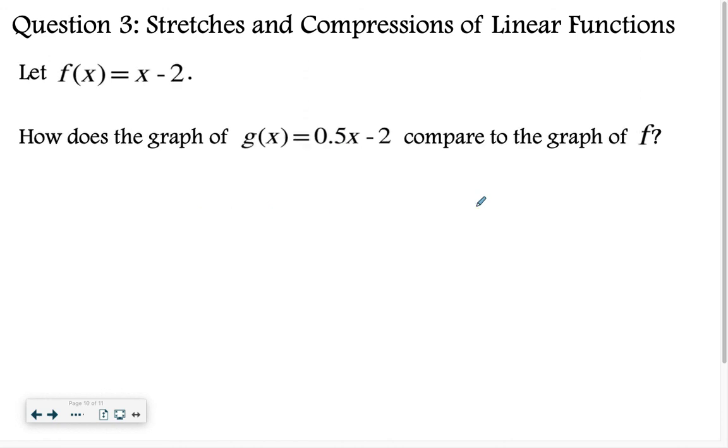Let's try one more. Go ahead and solve this one on your own. Let f of x equals x minus 2 and g of x equals 0.5x minus 2. How do those compare to each other? Good luck.